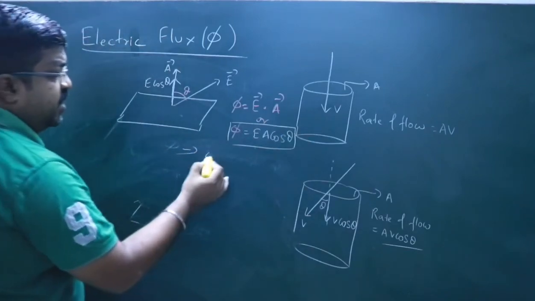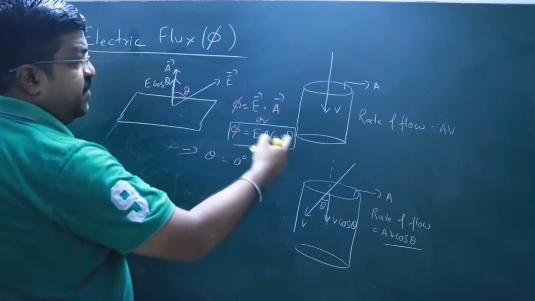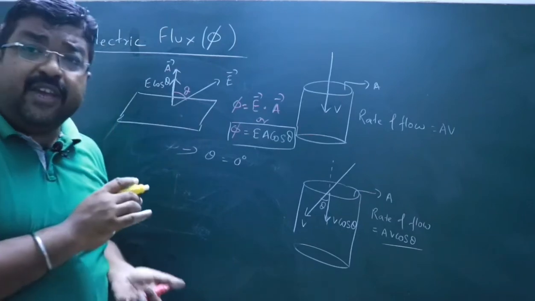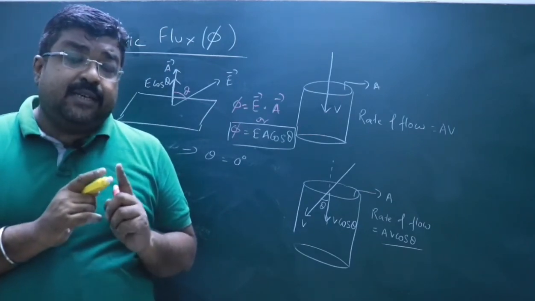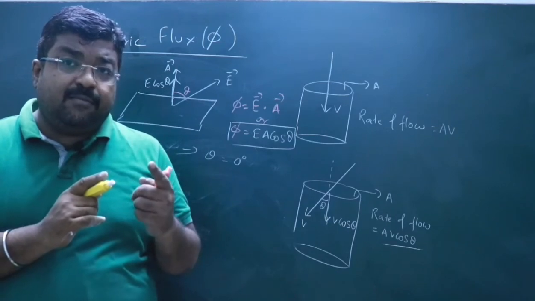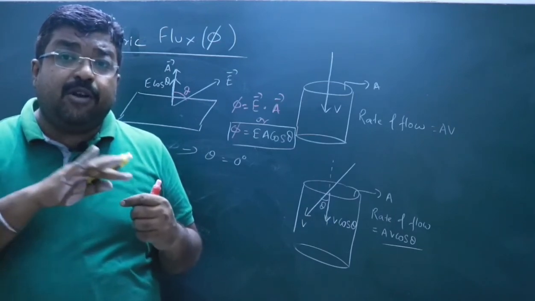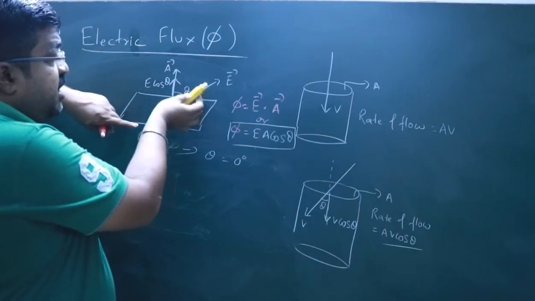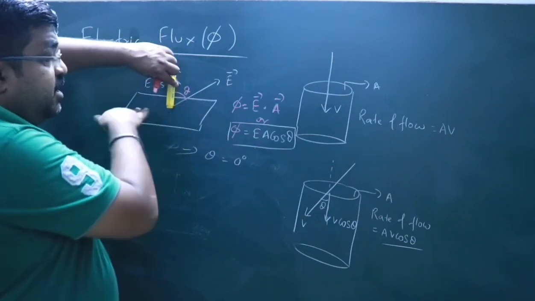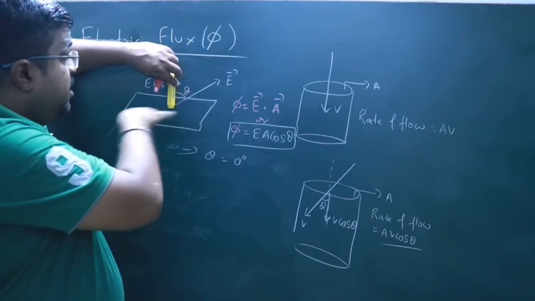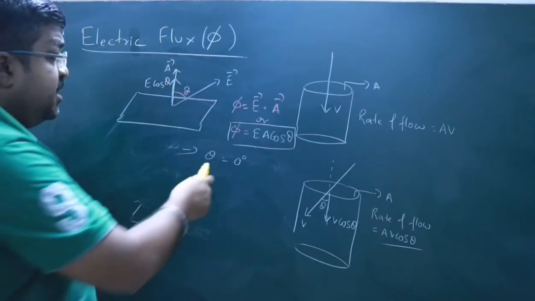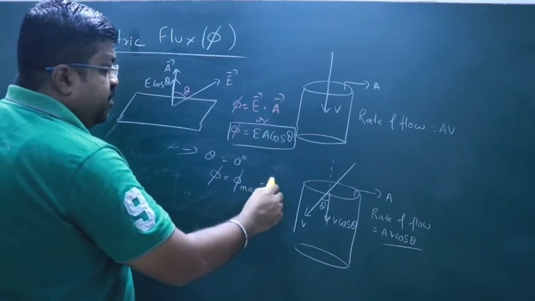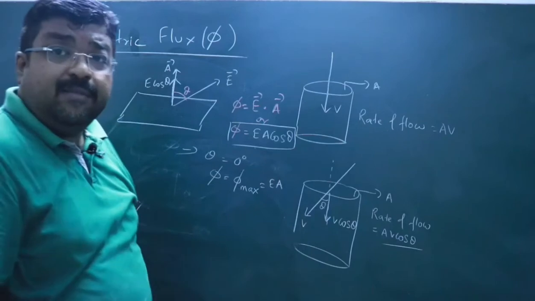So this is the expression for flux: phi is equal to EA cos theta. Now see, if theta is equal to 0 degree, it means this angle is 0 degree, that is, E is in the direction of the area vector. Do note down that theta is equal to 0 degree, but we will say that the electric field intensity is perpendicular to the area, because the area vector is also perpendicular to the area. In that case, theta will be 0 and this flux will be maximum, and it is equal to EA. This is the maximum value of flux.